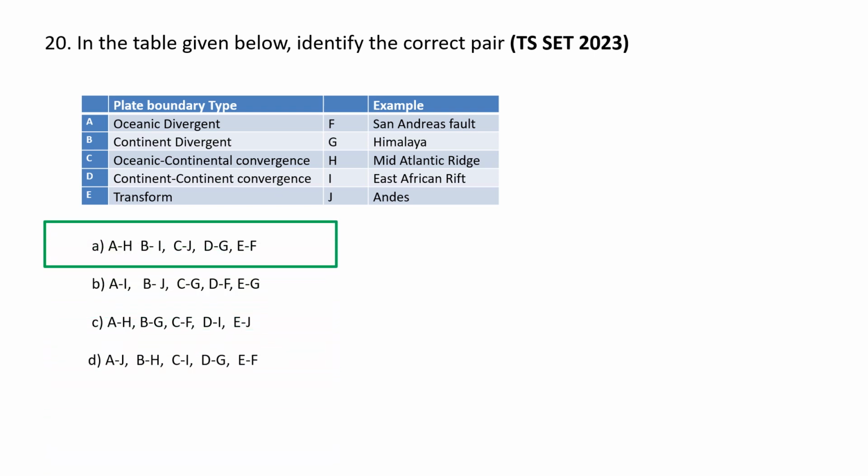Out of this, the correct pair goes as follows. Ocean divergent: the example is the Mid-Atlantic Ridge. Continent divergent: the East African Rift. Ocean continental convergence: the Andes. Continent convergence: the Himalaya. And for the transform boundary, the San Andreas Fault in the USA, an example of a transform fault. So the correct option is A.